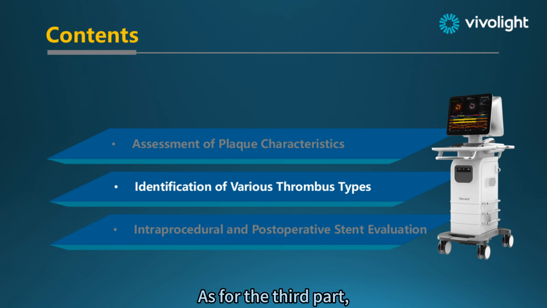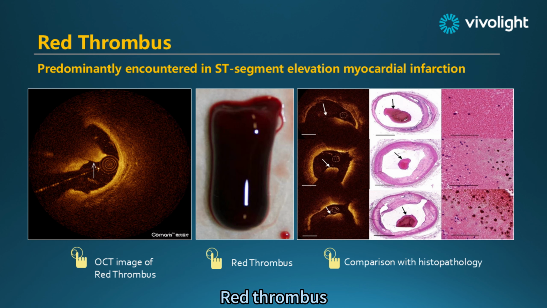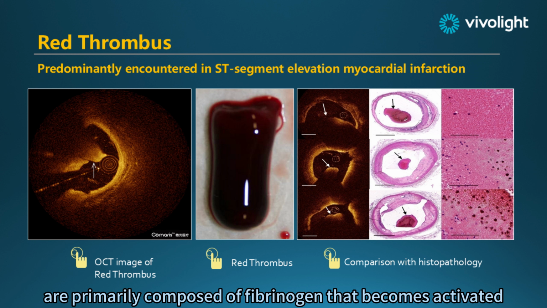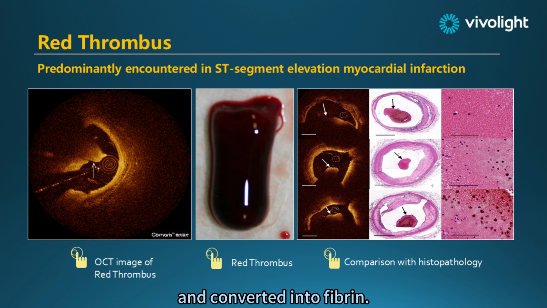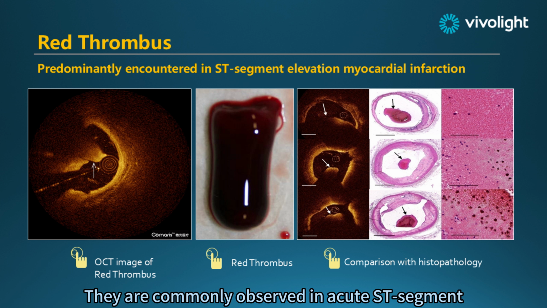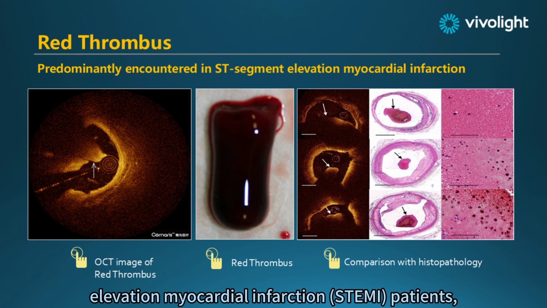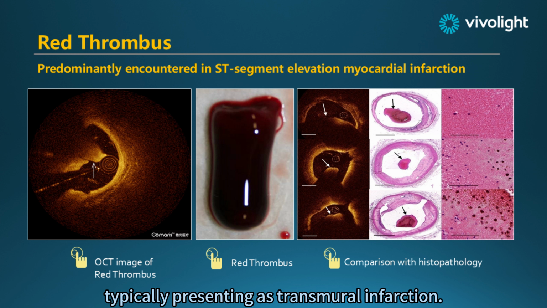As for the third part, we need to accurately identify various types of thrombus. Red thrombus are primarily composed of fibrinogen that becomes activated and converted into fibrin. They are commonly observed in acute ST segment elevation myocardial infarction, STEMI patients, typically presenting as transmural infarction.